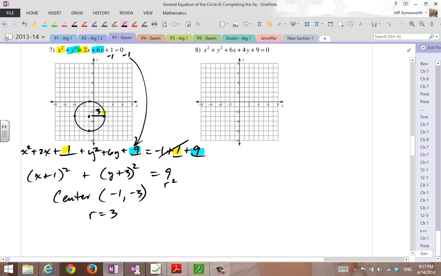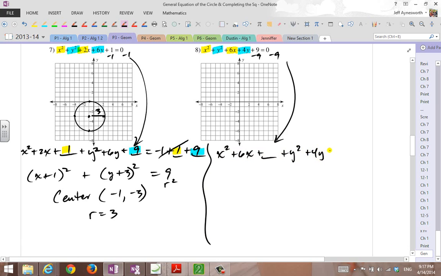All right, pause the video, last one. Go for it. All right, last one, here we go. Let's group. Let's also subtract 9 to get it on the right-hand side. X squared plus 6x plus something plus y squared plus 4y plus something is equal to -9 plus something plus something. We're going to complete the squares for the x's first, complete the squares for the y's next.